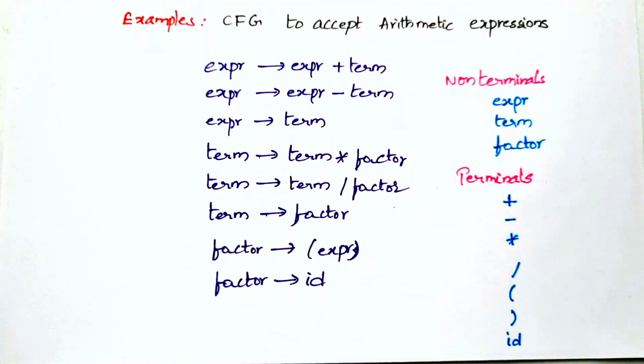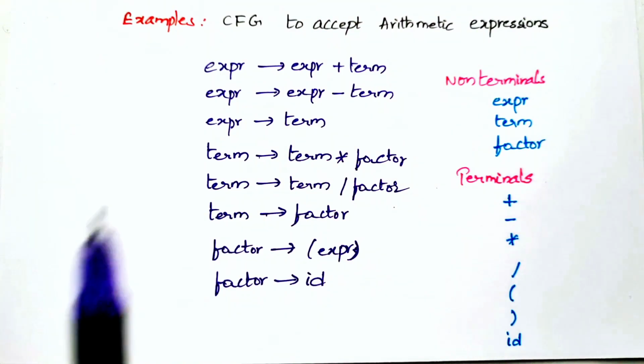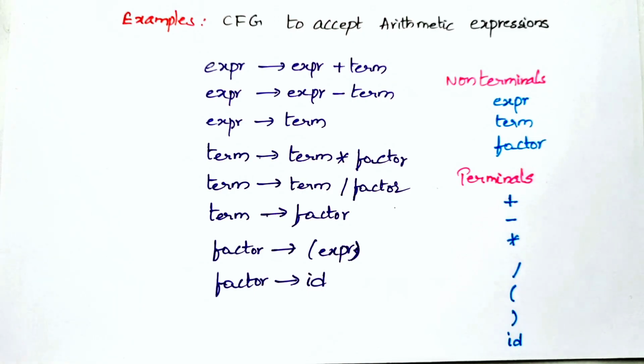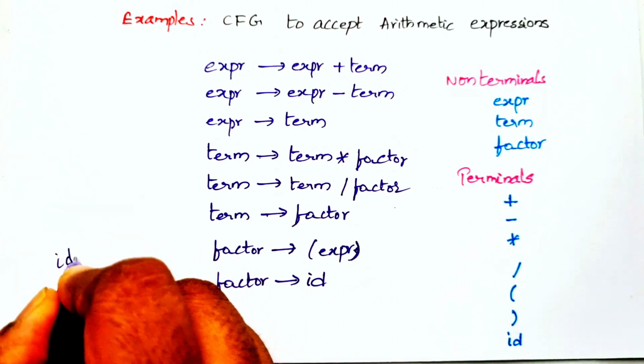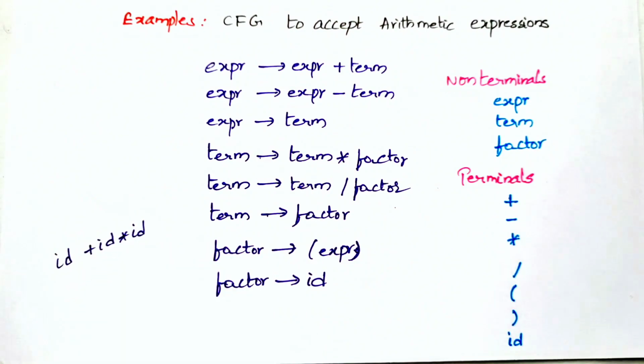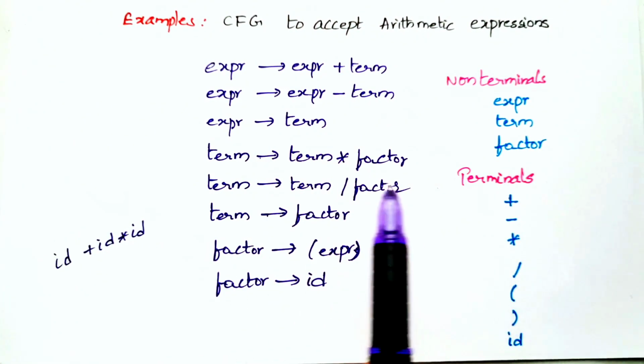Remember, in a context-free grammar, whatever symbols you have on the left hand side of the productions are considered non-terminals, or you can call them variables also. All remaining symbols are considered terminals. For example, the expression ID plus ID star ID can be generated using these production rules.